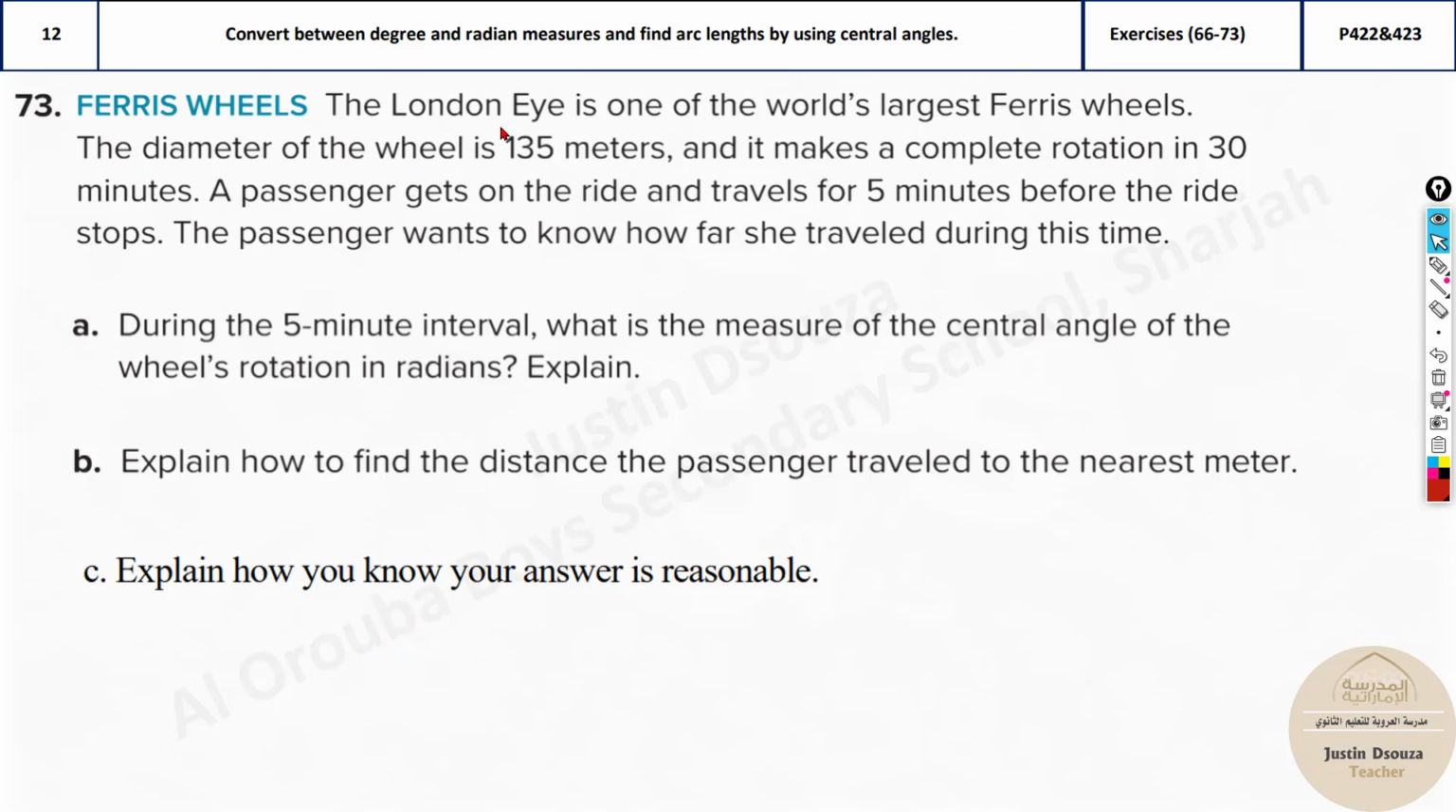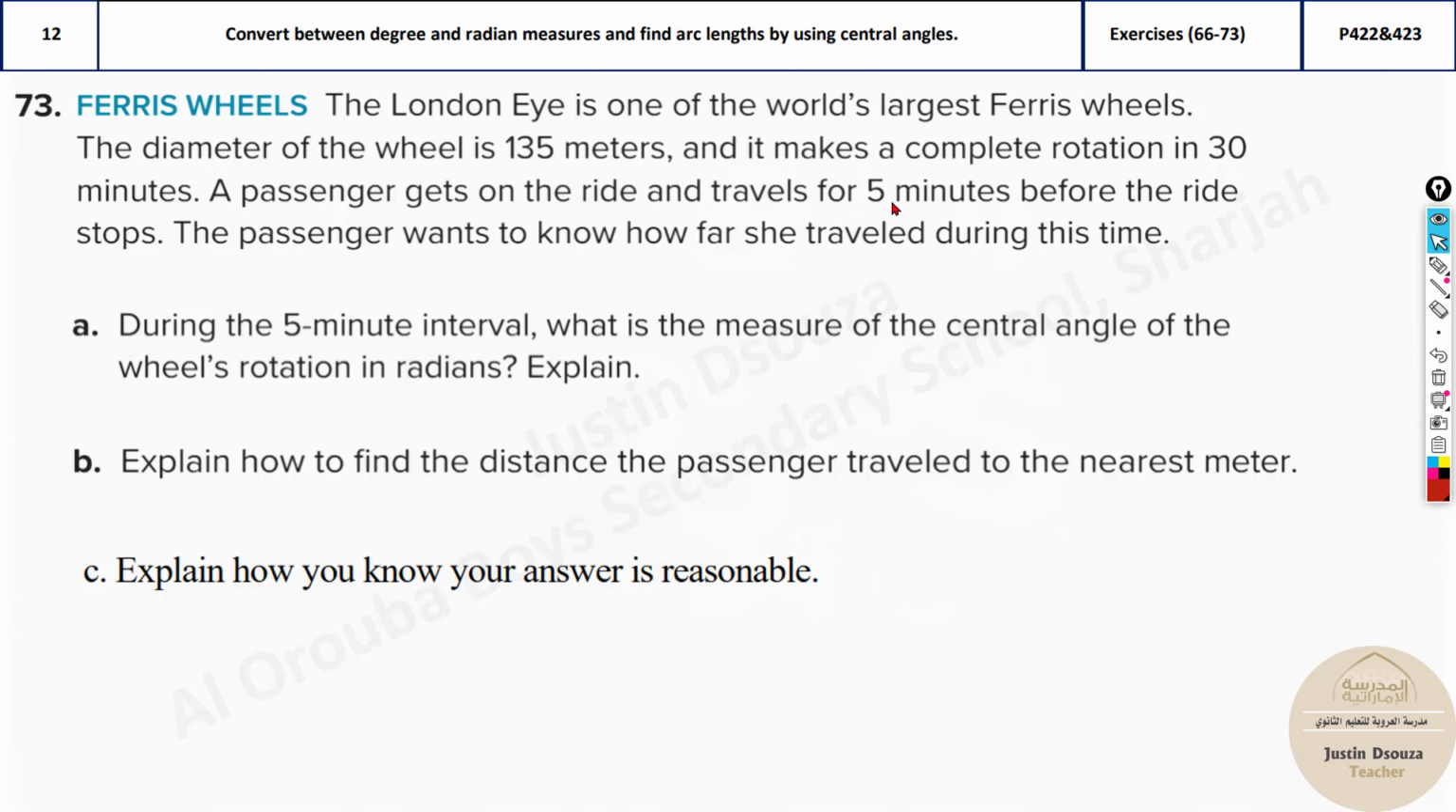It's about a Ferris wheel. The London Eye is one of the world's largest Ferris wheels. The diameter of the wheel is 135 meters. Imagine, such a big Ferris wheel and such a huge diameter. So the radius is how much? 67.5. That's crazy. It's too big. And it makes a complete rotation in 30 minutes. So it takes 30 minutes for one complete rotation from one point to the other.